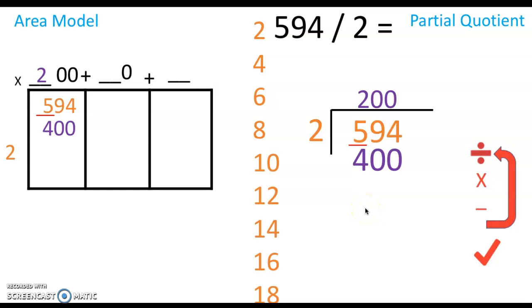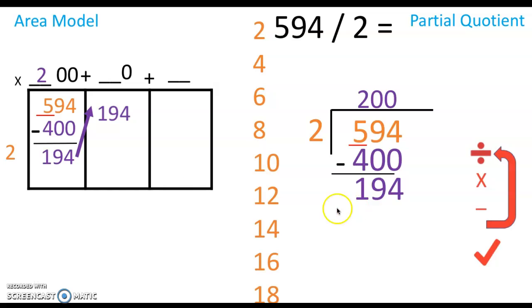What's our next step? Subtract. 4 minus 0 is 4. 9 minus 0 is 9. 5 minus 4 is 1. That leaves us with 194. If you're doing area model, make sure you rewrite 194 up into your next box.